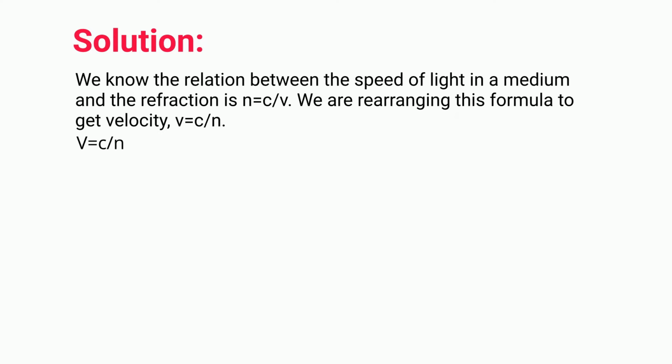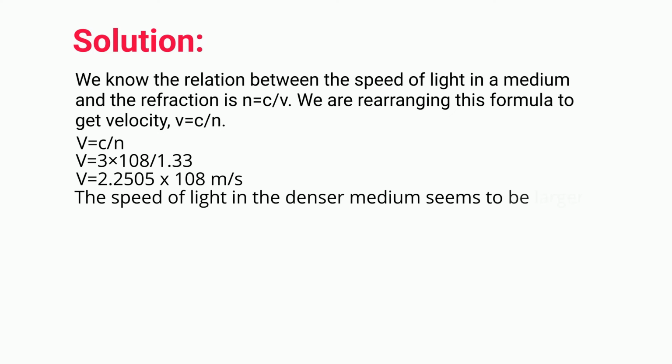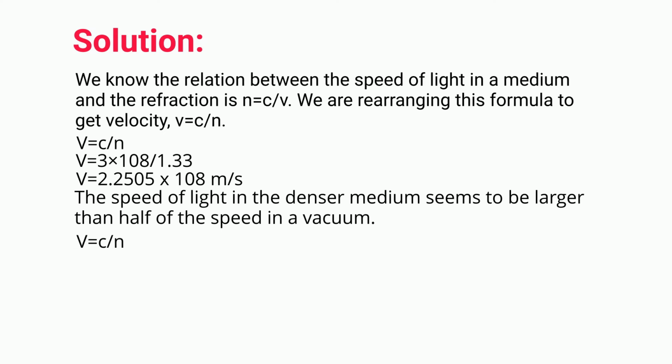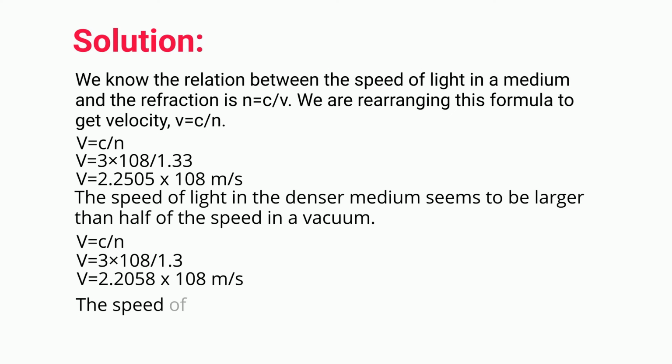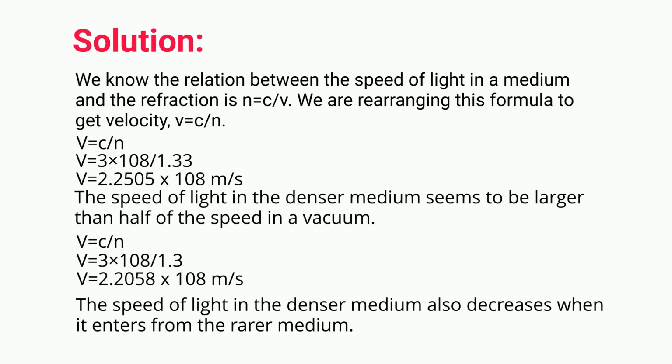v equals c/n. v equals 3 x 10^8/1.333. v equals 2.2505 x 10^8 m/s. The speed of light in the denser medium seems to be larger than half of the speed in a vacuum. v equals c/n. v equals 3 x 10^8/1.36. v equals 2.2058 x 10^8 m/s. The speed of light in the denser medium also decreases when it enters from the rarer medium.